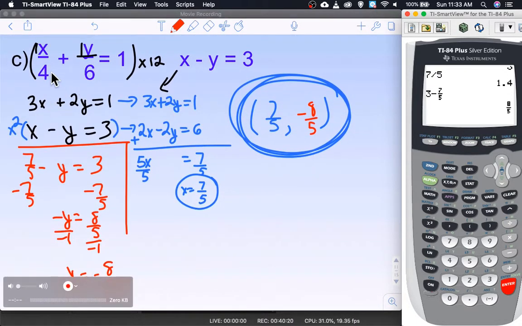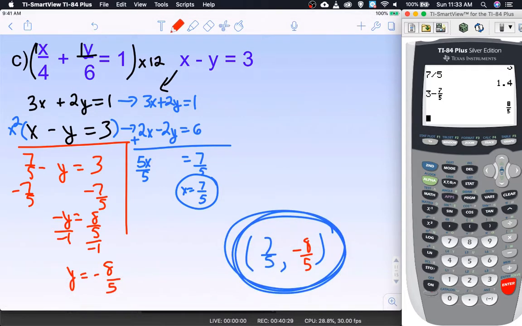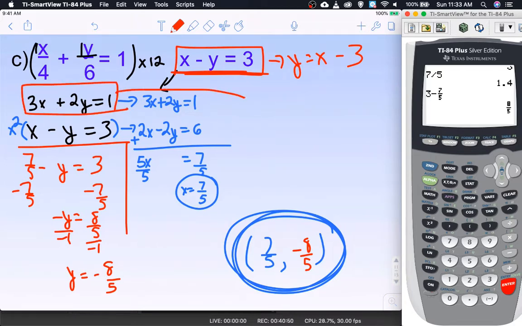Once I've eliminated my fractions from here, I could have taken this and solved for y and then plugged them both into the calculator. Let's see what that looks like. So I'm going to take this and solve for y. That is just y equals x minus 3. So I'm doing some mental math in my head. If you don't believe me, do the steps. You should get the exact same thing. If I took this one and solved for y, I would get y equals -3/2x plus 1/2.